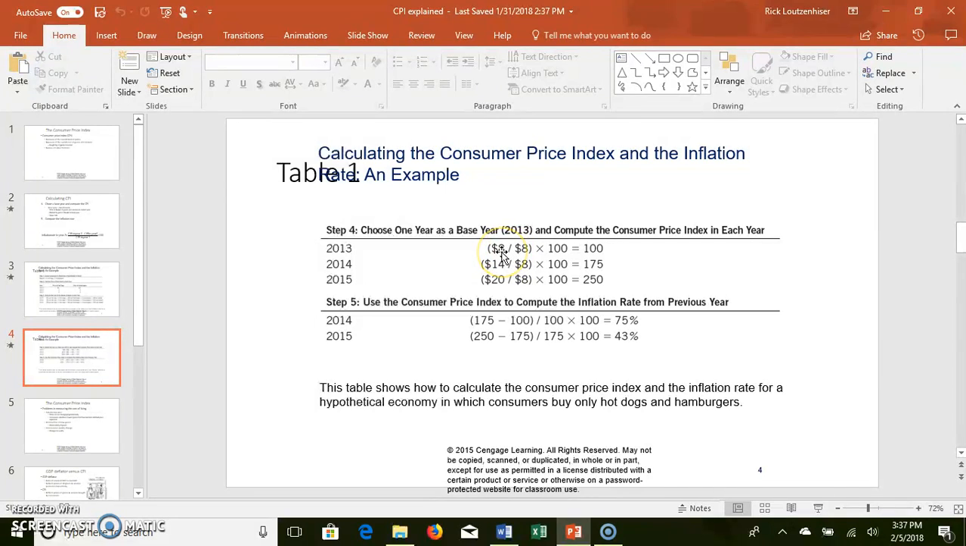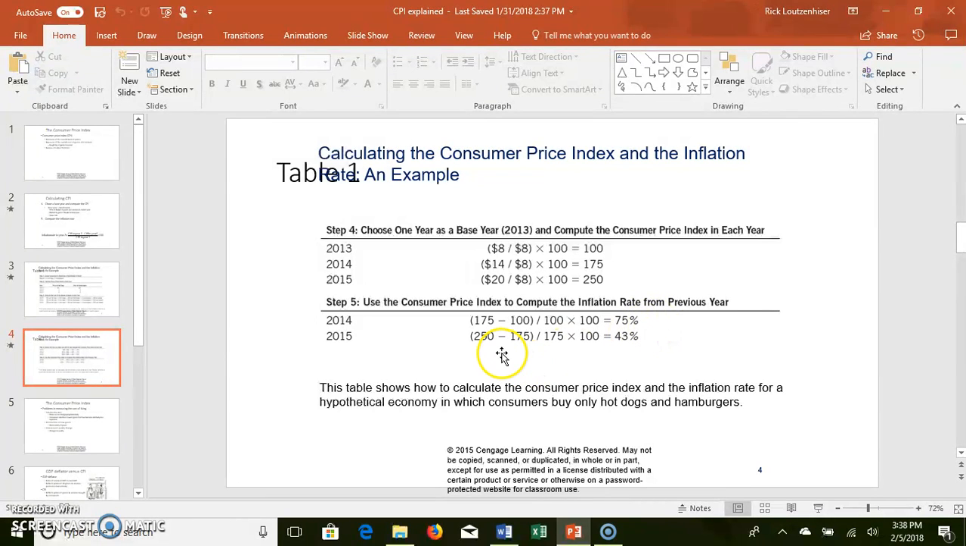So in the first year, the basket is $8 divided by $8 times 100 equals 100. In the second year, that basket now costs $14 divided by the base year of $8. You have 175, and in 2015 it works out to 250. So now let's use the consumer price index to compute the inflation rate from the previous year. In 2014, the basket of goods cost 175 minus the 100 that it cost in the previous year, 2013, divided by 100 times 100 equals 75%.